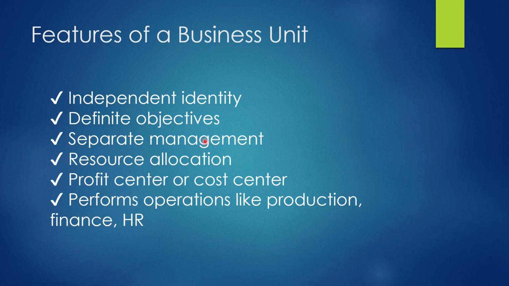Then we say that there is a separate management, which means that there is a dedicated management team that oversees the operation of individual business units. Then is resource allocation. Resource allocation means that every business unit handles its own budget and uses its allotted resources. No business unit borrows from each other. Then the next one is the profit or cost center, which means that a unit may contribute profit directly or operate as a cost division to the other.